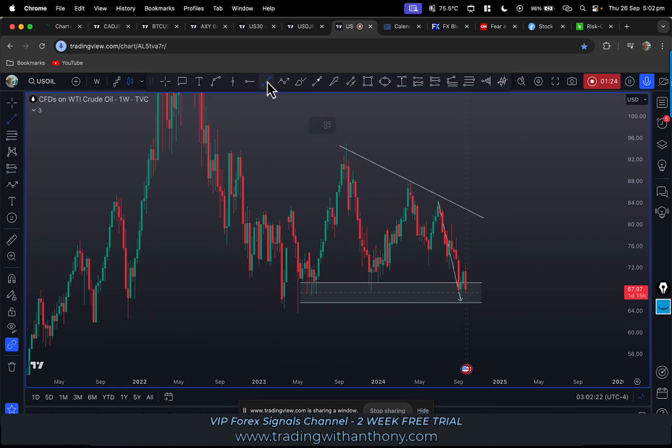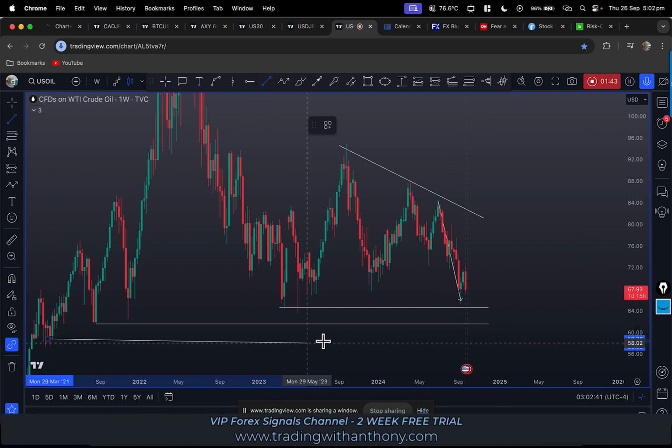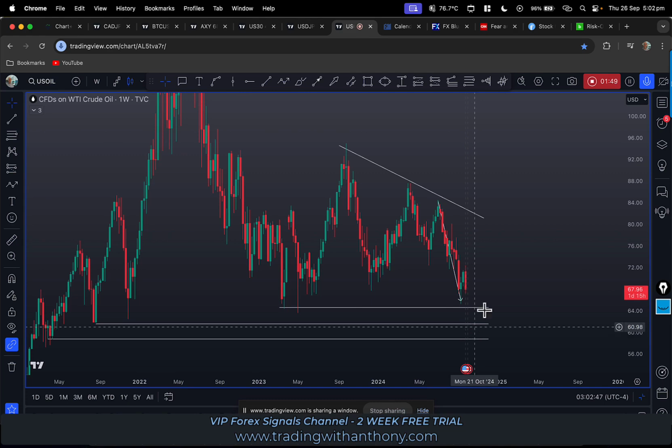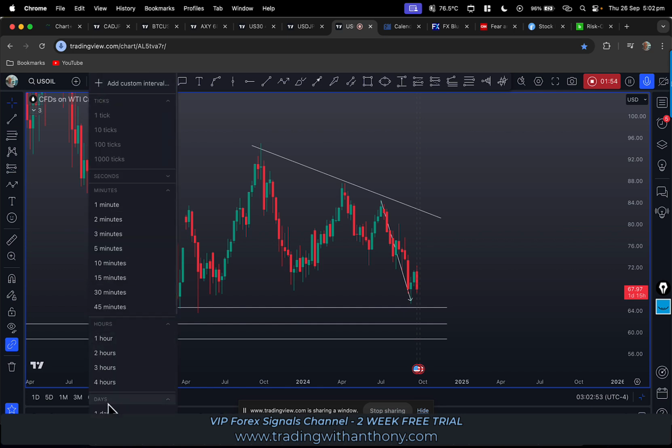Potential targets, well, we've got this low here. We'll mark that up. So there's one target. The second target would be these lows here. Target 3 would be these lows over here. So there's 3 specific targets we could look at. This is trending south. Let's go down to the daily and we'll work our way down.